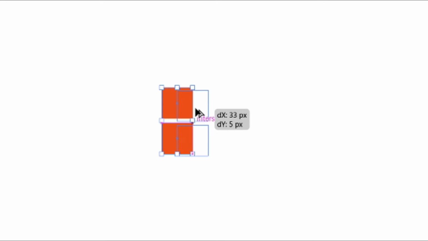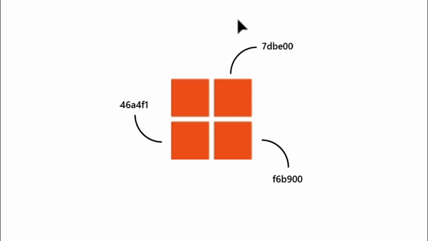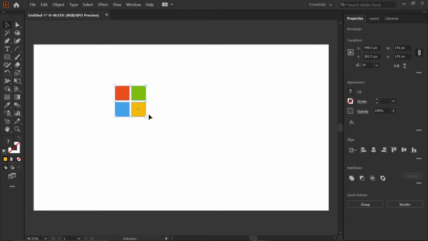Select the selection tool, hold Alt and drag the square to DY 75 pixels. Then select both the objects, hold Alt and move DX 75 pixels. Change its color to the following RGB values. Select everything and group it. And move it to the center.